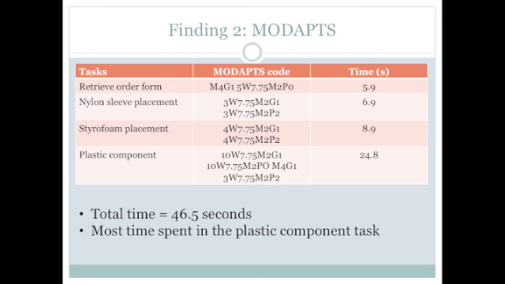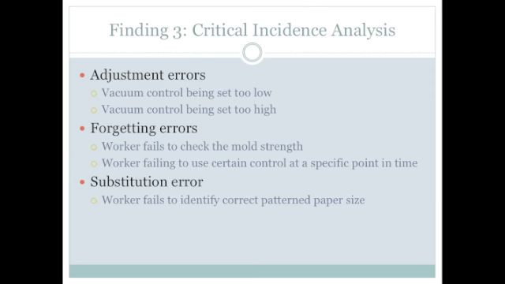The plastic step takes the longest amount of time, with a time of 24.8 seconds. Based on this estimation, we would recommend to move the plastic station closer to the oven and vacuum station. Overall, this change would reduce the process time by 10 seconds. Analyzing the 5 main errors that are common among workers, we found that errors 1 and 5 were adjustment errors, 2 and 4 were forgetting errors, and 3 was a substitution error. By increasing the strength of the vacuum, checking the strength of the mold, and placing timers at the workstations, we can eliminate a majority of these critical incident findings.